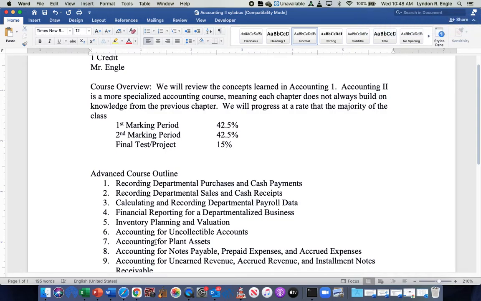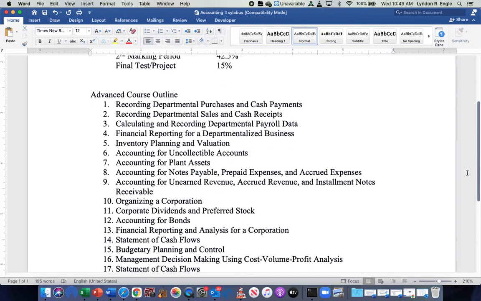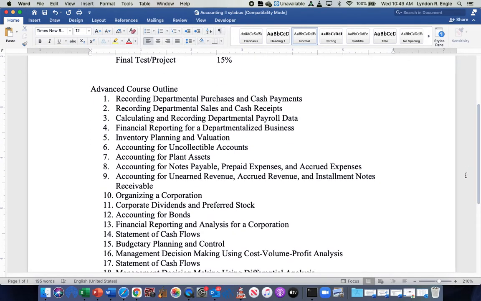Chapter 7, accounting for plant assets, which is basically depreciation. So in Accounting 1, we dealt with mostly the straight line method. Accounting 2, we'll review that, but also add a couple other accelerated depreciation methods that are acceptable by the IRS. Chapter 8 gets into a lot of prepaid accruals, basically timing of things, like when do we recognize revenue, when do we recognize expenses, that type of thing.